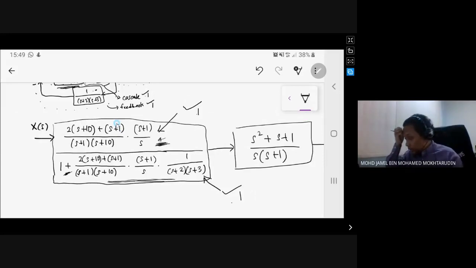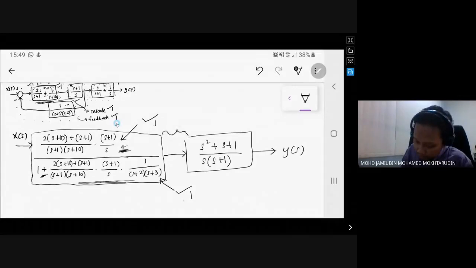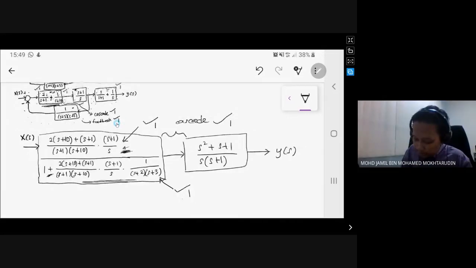So the last 3 marks will be from indicating this cascade, 1 mark. And then simplify the cascade.